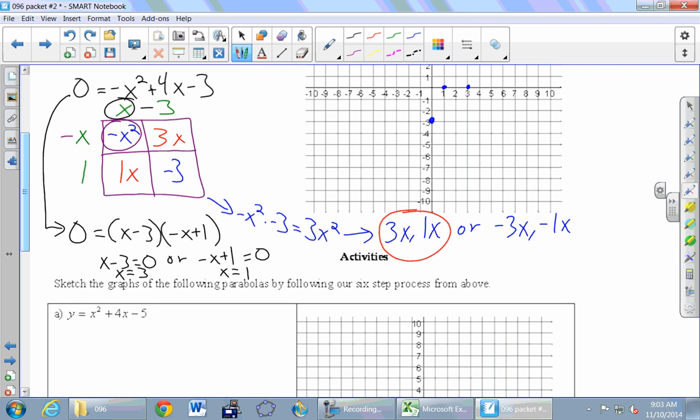Okay, so we found the y-intercept, we found the x-intercepts, that's the hardest part. Next thing we're going to do, I think it's part D that we're up to, is to find the vertex. And if the x-intercepts are at 1 and 3, then where's the vertex? It's 2, right? It's halfway in between. So find the vertex by averaging the x-intercepts.